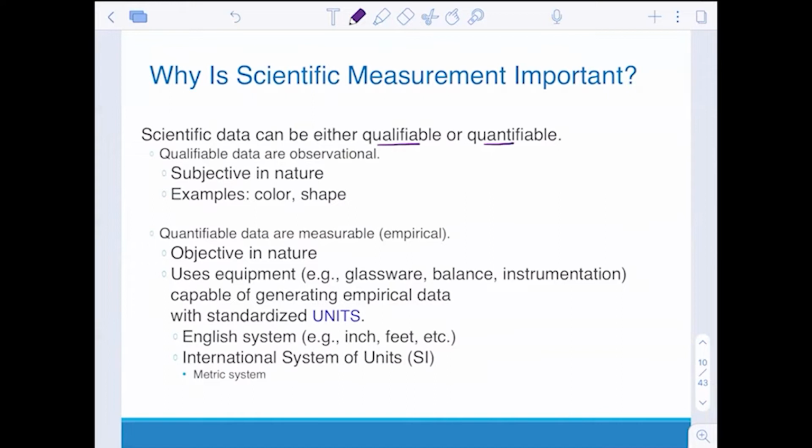Subjective for qualifiable, meaning my opinion, right, is most often put into qualifiable things. If I think something's hot, you might say it's very hot. If I say it's really cold, you might say, well, it's not that cold, it's cool. So very subjective based off of the scientist. Quantifiable is objective. I get a number. It's 72 degrees outside, right? So we can see how temperature can be both qualifiable and quantifiable.